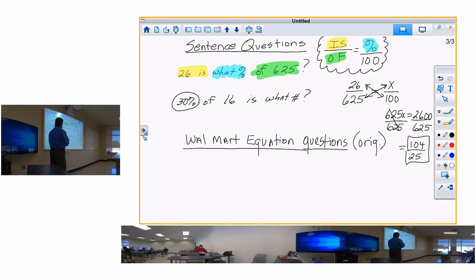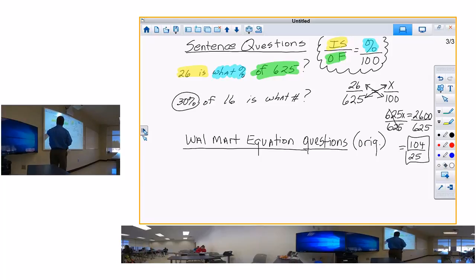So it says 26 is, somebody divide 104 by 25. What do you get? It's going to be 4%. 4.16. 4.16%. So 4%. So 26 is 4% of 625.